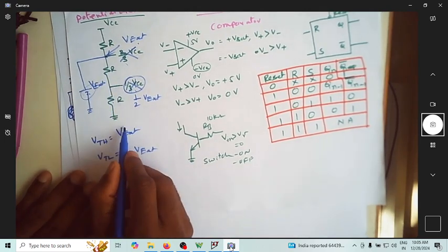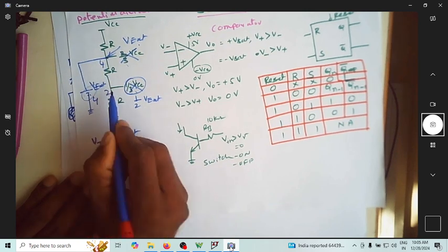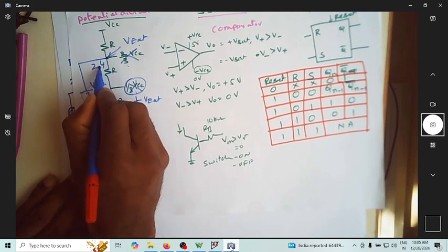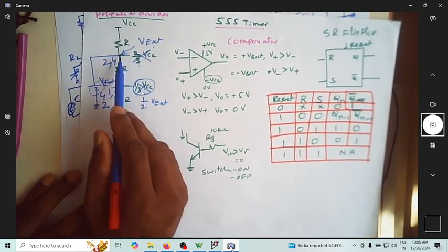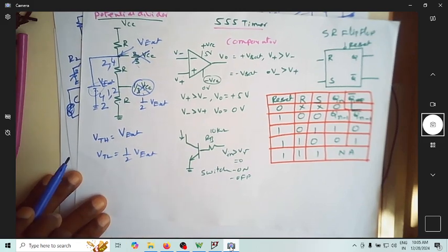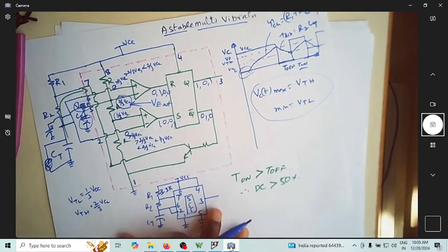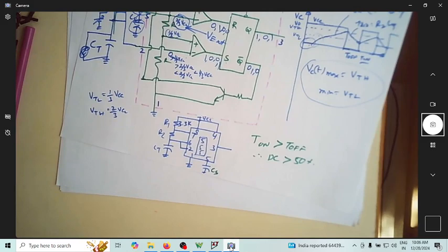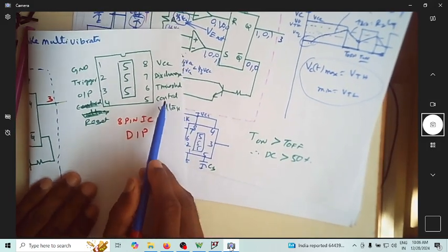Suppose you connect 4 volt, then VTH is 4 and VTL is 2. If you connect 2 volt, then here it is 2 volt and here it is 1 volt. So I can change the voltage at pin number 5 from 2/3 VCC to any voltage. That's why pin number 5 is called the control voltage. You might have known that. What is this pin called? This is called control voltage.